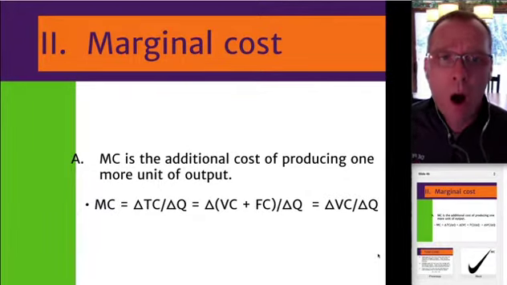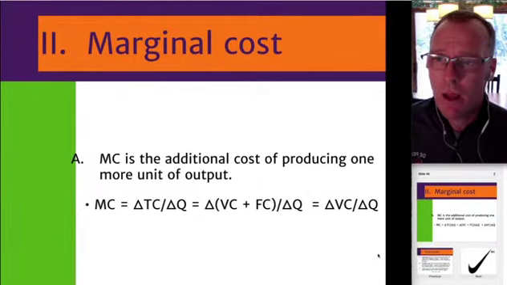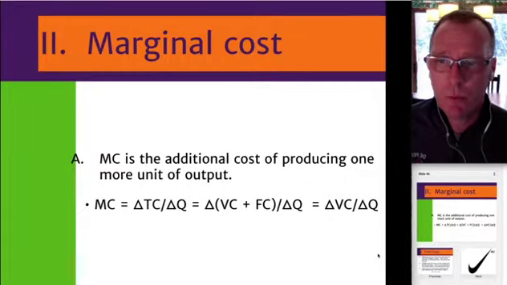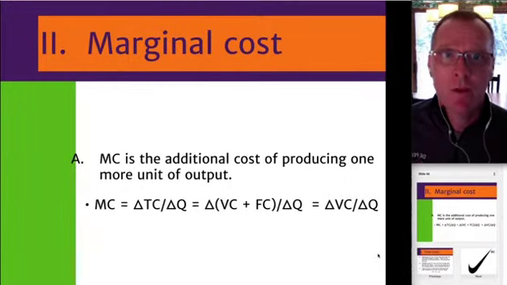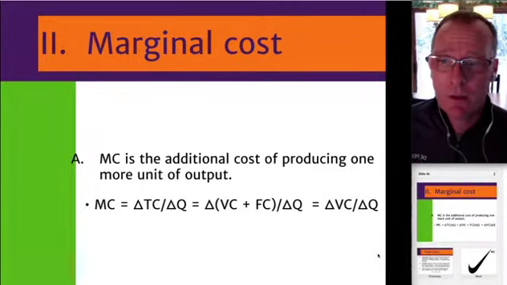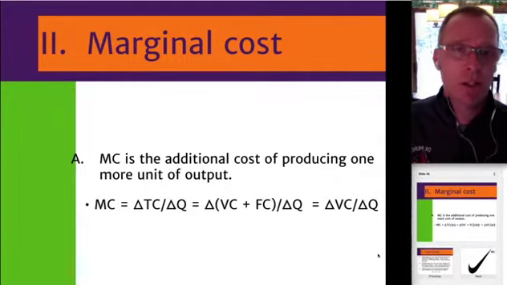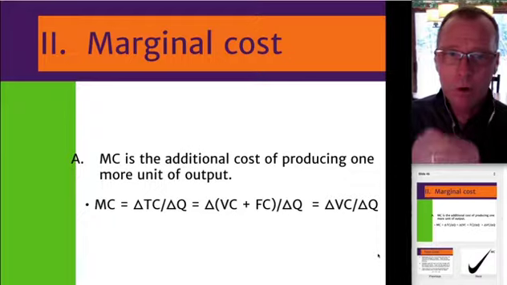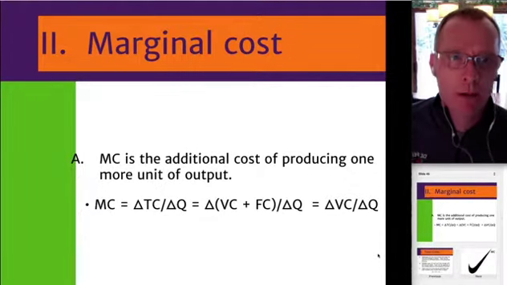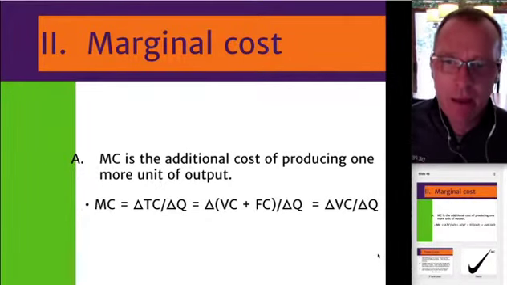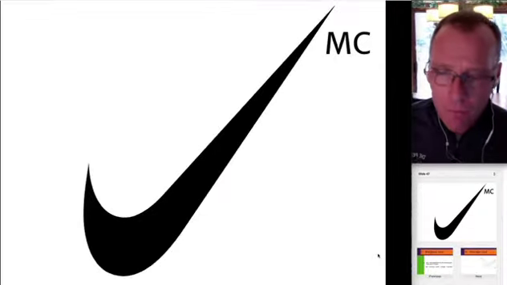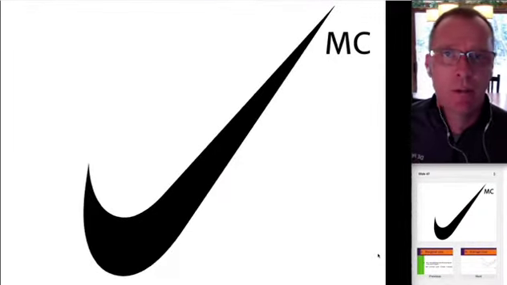Now in econ, we are always looking at the margin, right? Marginal cost is the additional cost of producing one more unit of output. So really what we want to see is the change in total cost divided by the change in quantity. As I add one more unit, how much did it cost me as a business owner to have that unit produced? Your marginal cost curve is going to be the one that drives the bus.